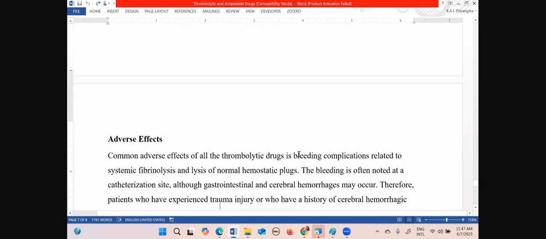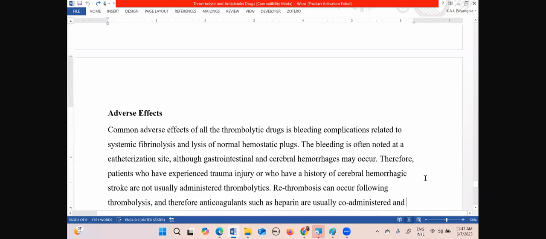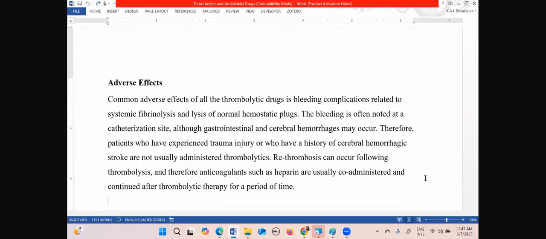Adverse effects: the common adverse effect of all thrombolytic drugs is bleeding complications related to systemic fibrinolysis and lysis of normal hemostatic plugs, right? So normal hemostatic plugs will also break down. The bleeding is often noted at a catheterization site, although gastrointestinal and cerebral hemorrhages may occur. Therefore, patients who have experienced trauma or who have a history of cerebral hemorrhagic stroke are not usually administered thrombolytics. Rethrombosis can occur following this, but I don't think this is very relevant to you all.